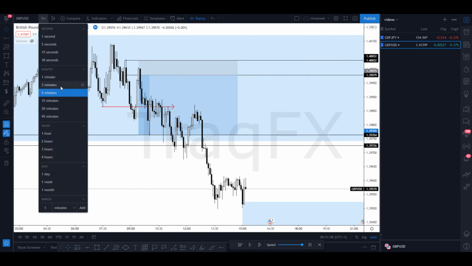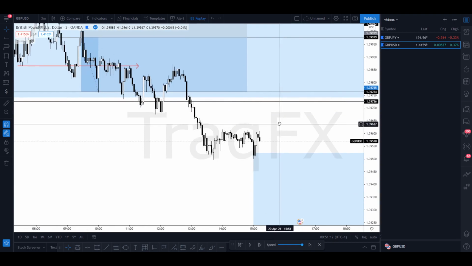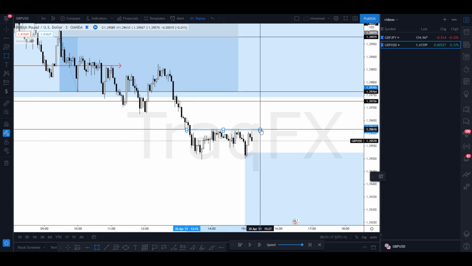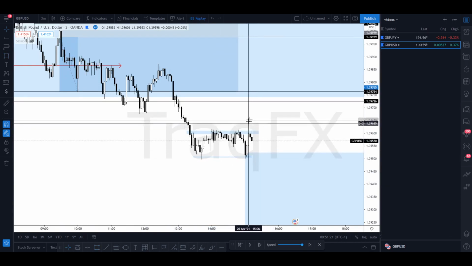Let's go to the 3 minute, and boom. So price is overall consolidating now, right? What does this consolidation tell us? This tells us either price is generating liquidity of the highs and then the lows to later take it out. So obviously we want to see the market go higher.